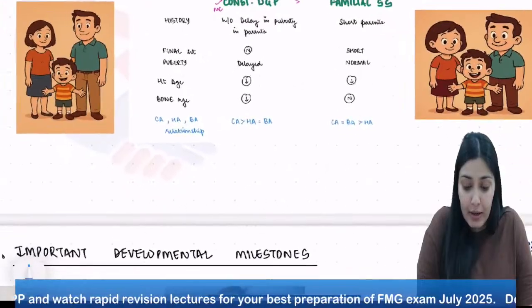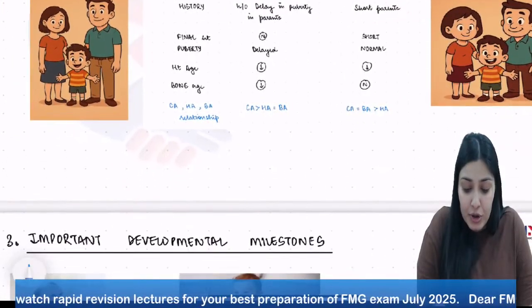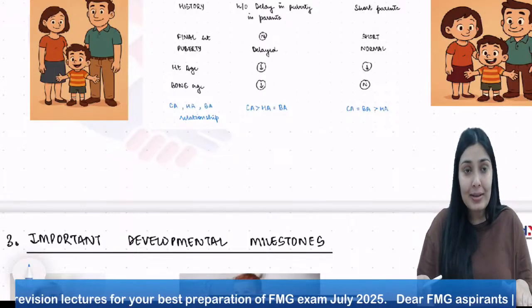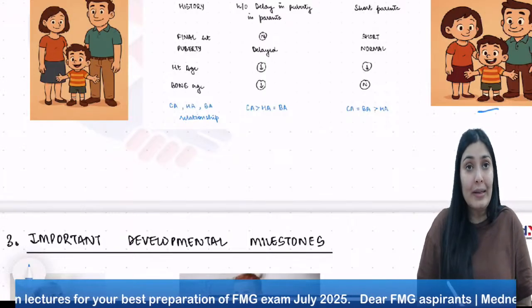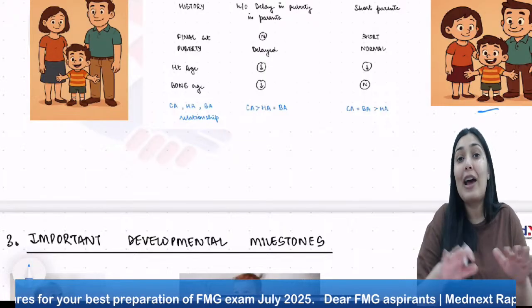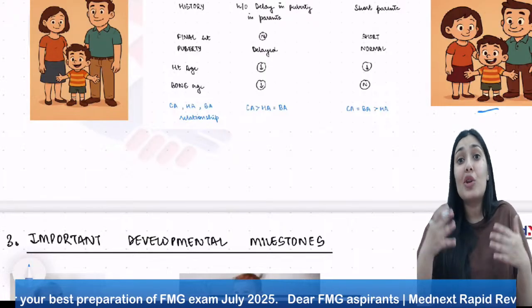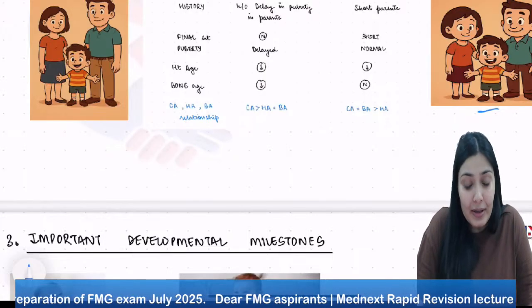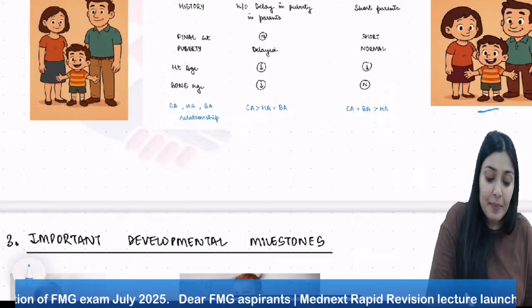Can you look here? Can you appreciate the picture over here? Look at picture A. Parents are short, that's why the child is short. This is familial short stature, where the entire family is short. The genetic potential of the child is such that the child will be short. But look at this image B.